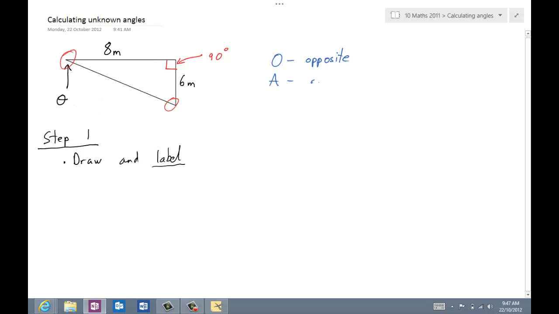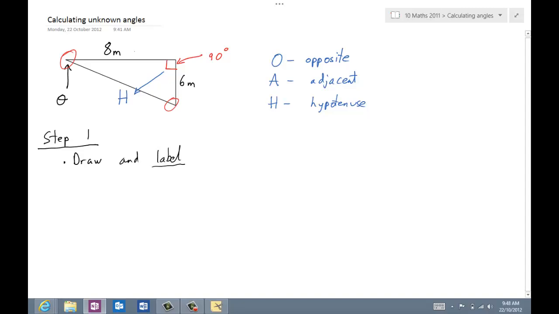A is the adjacent side, which is the side adjacent or next to the angle in question, and the hypotenuse is the longest side, and it's also the side which is opposite the right angle. So we know this here is the hypotenuse because it's directly opposite the right angle. It's also the longest side, but it's not always easy to tell whether it's the longest side. Sometimes it looks about the same length as one of the other sides. So we always look at the side that's opposite the right angle.